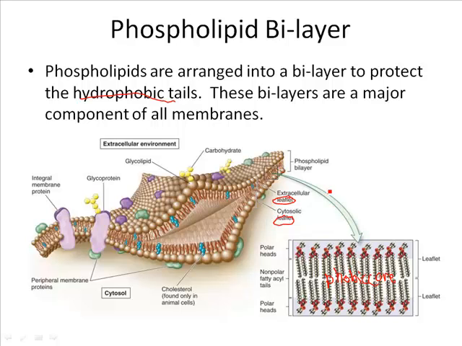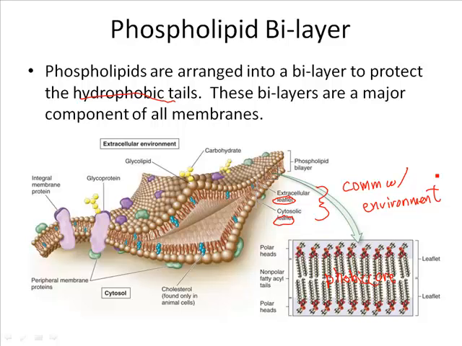Now the reason that they are distinguishable from one another is because the extracellular leaflet is going to be in charge of communicating with the environment. Therefore, in order to carry out this communication, the extracellular leaflet is going to have a little bit different chemical composition compared to the cytosolic leaflet.